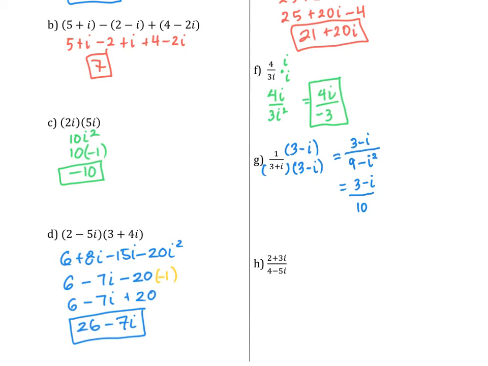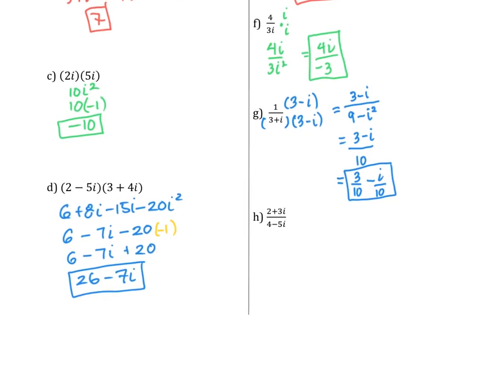This is a nice answer, but it's not actually in standard form yet. And on WebAssign, they will want this in standard form. So I'm going to split this into 3 over 10 minus i over 10, or minus 1/10 i. So now I have the real component first and the imaginary component second. That's standard form for a complex number.